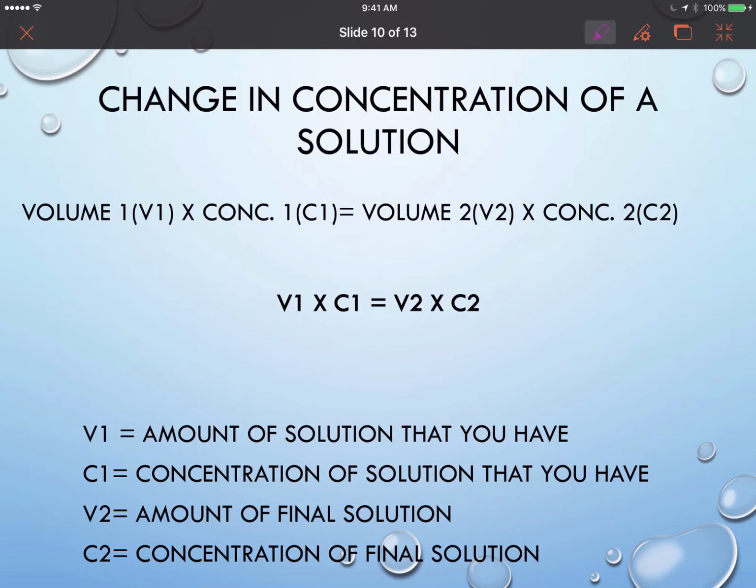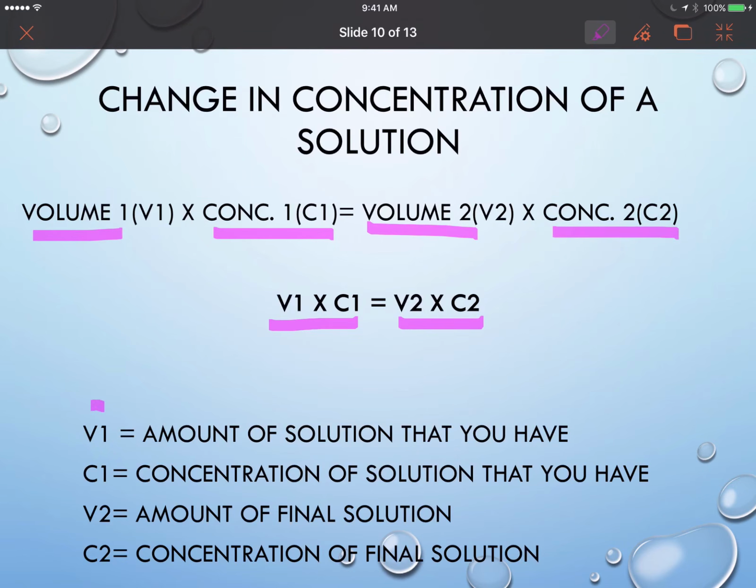Now, when you are making up a solution from a concentrated stock solution, it's important to have an easy formula that you can use for your calculation. This formula is used when you are changing a concentration of a solution. Let's look at this. V1 times C1 equals V2 times C2.